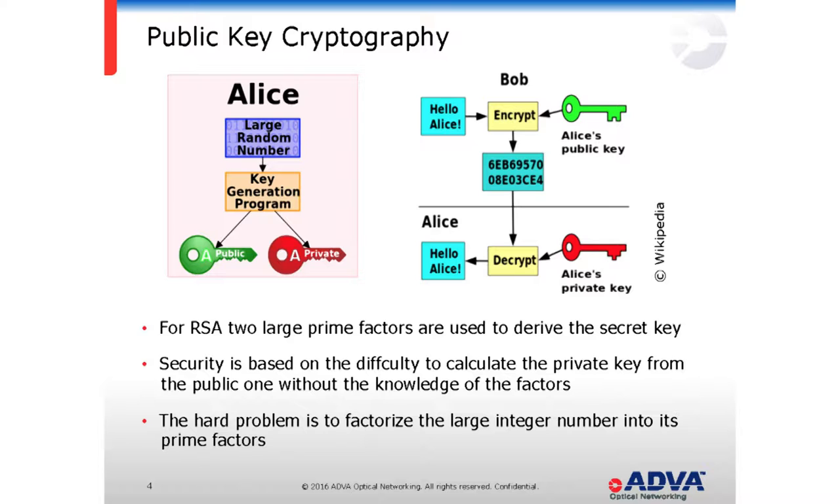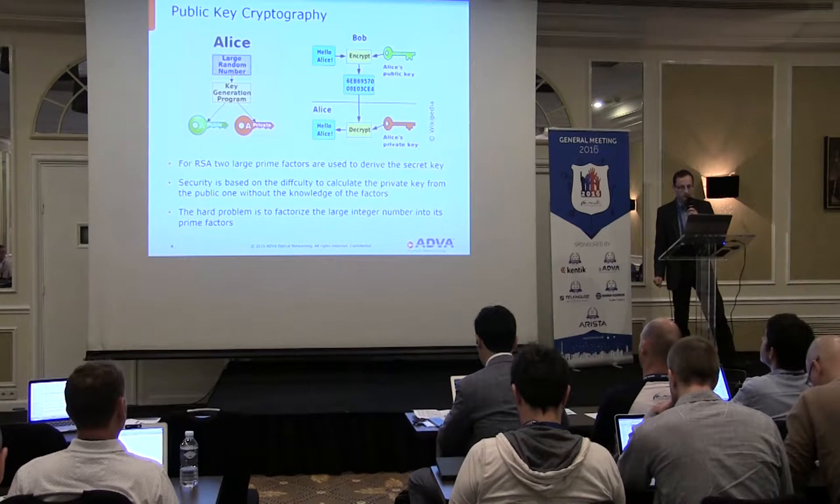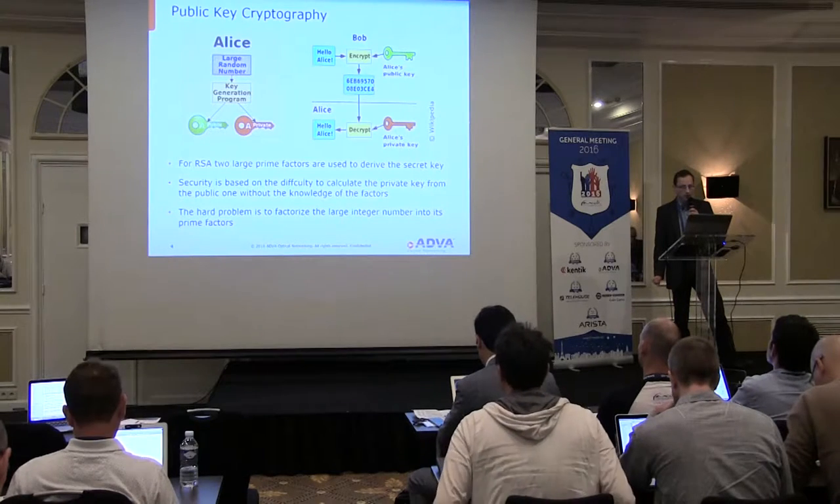For the RSA algorithm, which is probably the most well-known public key protocol, the algorithm is based on two large prime factors that can be used to derive the secret key from the public key, and the security is basically based on the difficulty to calculate the private key from the public key without knowing these factors. So the problem you would have to solve to crack the RSA is that you would have to factorize a very large integer number into its prime factors. And that is what gives the security for the public key system.